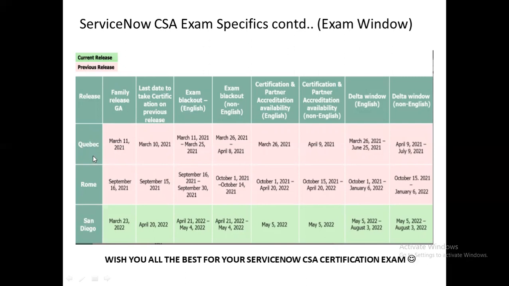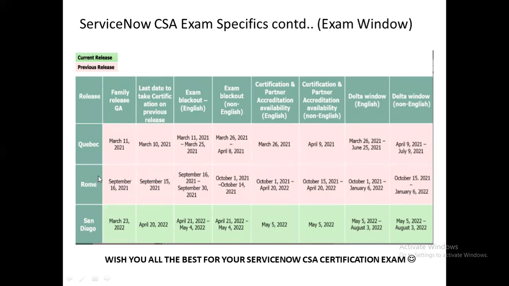They say that Quebec was available to the world in March 2021. Rome was available to the world in September 2021. GA means general availability, meaning it is available to you now. San Diego was available to the world on March 23, 2022. If you see the cycle, we have talked about it, you have a 6-monthly cycle for ServiceNow upgrades or releases, right? So this is right now, March 23. And I think by September, they'll have another version with the name T in it, right?